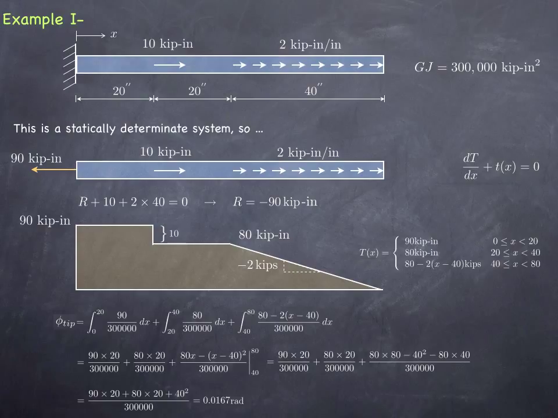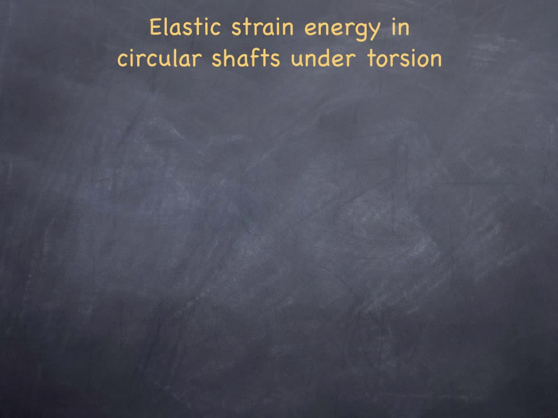So now I'd like to draw parallels of this discussion to the discussion we had with the axial problem, and consider the energy stored in a circular shaft under torsion. And using that, I can devise a Castigliano's theorem for the torsion problem.